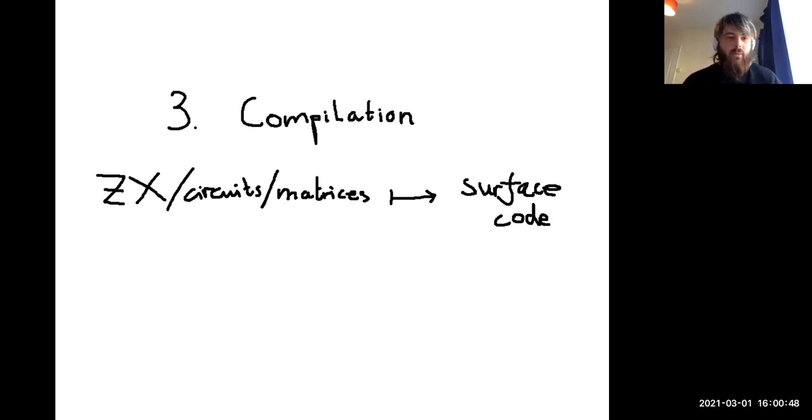But in practice, what we actually want to do is the opposite. We want to start off with some representation of the operations that we want to perform. Sorry, the quantum operations we want to perform, the linear maps, the computation, and we want to compile that down to the surface code and end up with morphisms in the category.